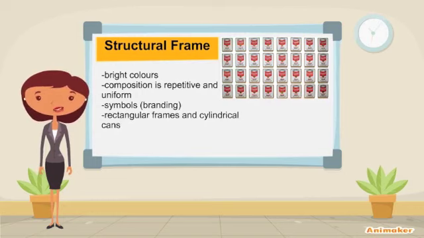For Andy Warhol's soup cans, he uses bright colours, a repetitive composition, and the symbols of the branding of Campbell's soup cans. The red attracts the eye, and the rectangular frames and cylindrical cans emphasize uniformity.